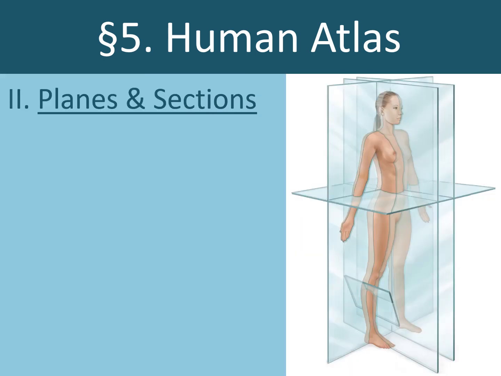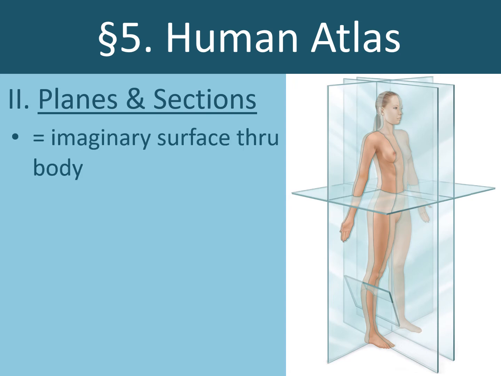In geography, on maps, imaginary lines of latitude and longitude are used to help us locate and identify different points of interest. In a similar way, anatomy uses imaginary planes and sections to help us identify and locate parts. So planes and sections are imaginary surfaces that run through the body.